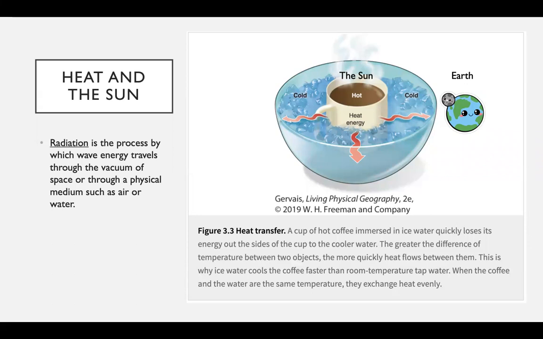Radiation is the process by which wave energy travels through the vacuum of space or through a physical medium such as air or water. As you can see here, we have this cup of hot chocolate, which represents the sun, this hot mass, and it's going to transfer its heat into this ice water bath, which is the Earth. So it's going to warm up the Earth as the sun loses heat. But because the sun has so much heat and it is constantly creating heat through fusion, it's going to keep producing heat for the Earth.